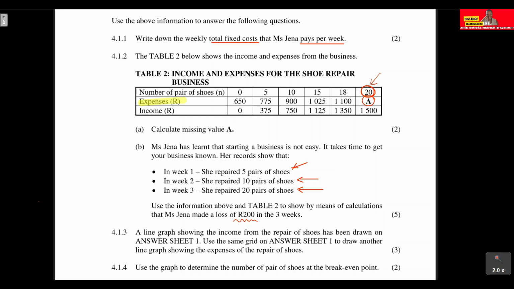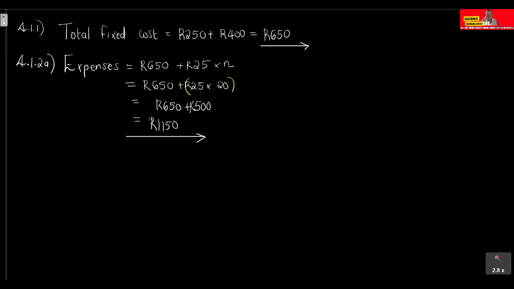Okay, so before we even determine the profits that she made in weeks 1, 2, and 3, how do we determine the profits, guys? We already know. If you want to determine profit, remember the formula we used in the previous video tutorial, where we determined the profits from selling the cell phones. We took the selling price minus the cost price, right? And I also explained that the selling price minus the cost price is the same as saying your income minus the cost. And in this case, your profit is the same as saying your income minus your expenses.